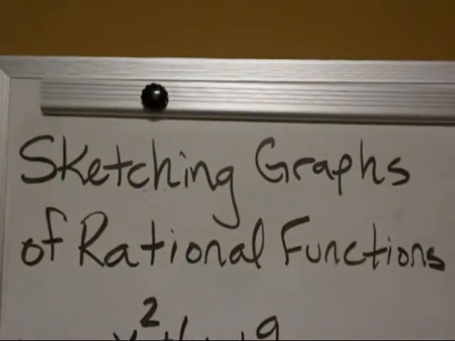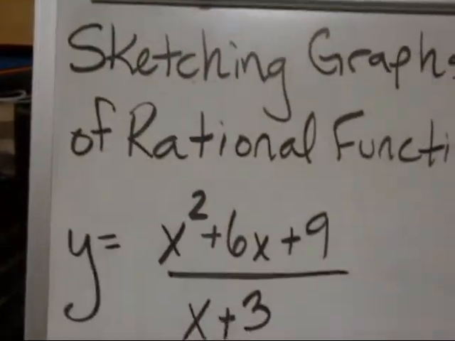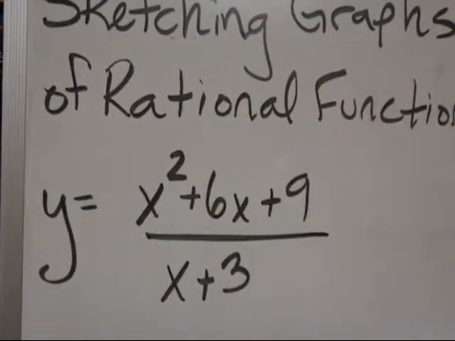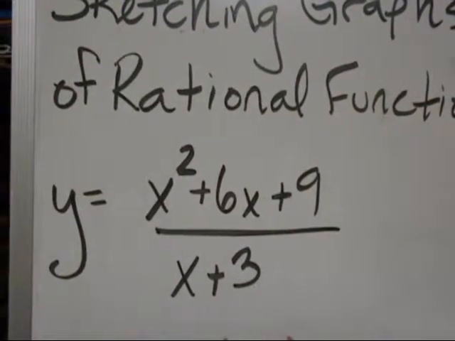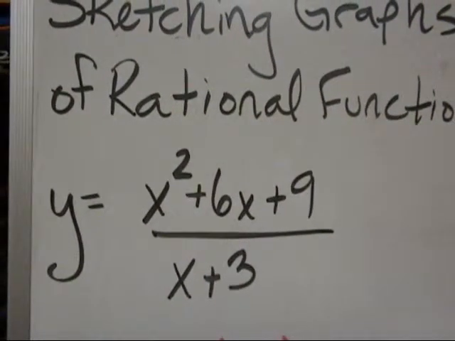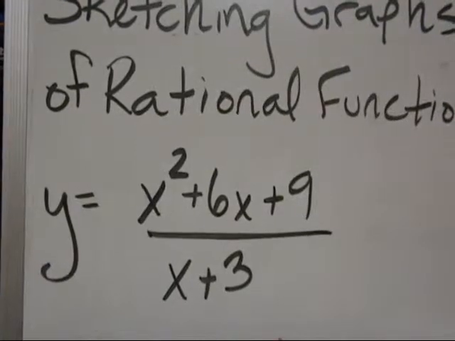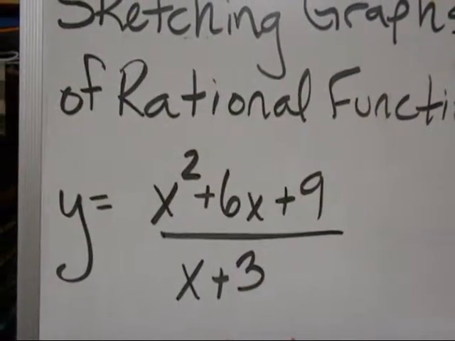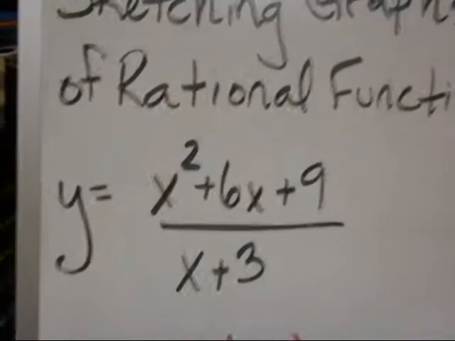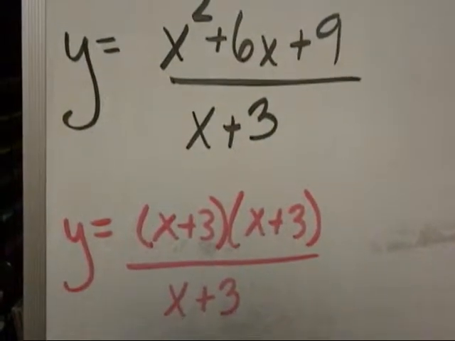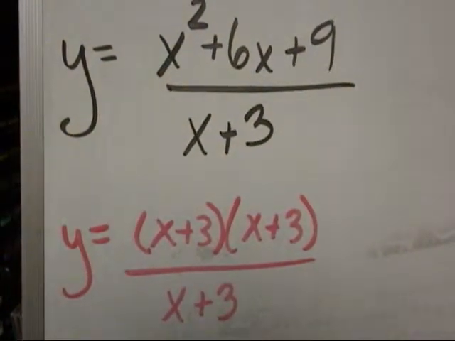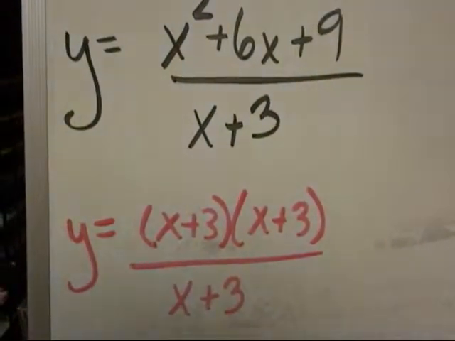Sketching graphs of rational functions. The first thing you do is you look at your function and you ask yourself if it factors easily. If it does, solving by factoring is the simplest way. I noticed that the top here is a perfect square trinomial, so this factors into y is equal to x plus 3, and the denominator is x plus 3.